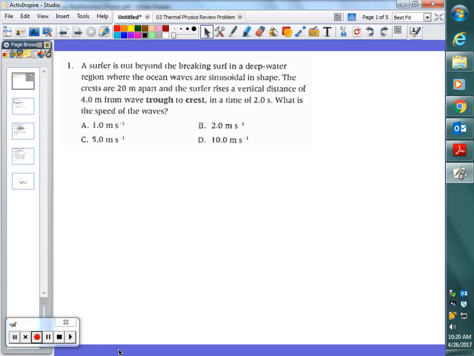A surfer is out beyond the breaking surf in a deep water region where the ocean waves are sinusoidal in shape. The crests are 20 meters apart, and the surfer rises a vertical distance of 4 meters from wave trough to crest in a time of 2 seconds. What is the speed of the waves? All right. Probably the best thing here is to draw a picture.